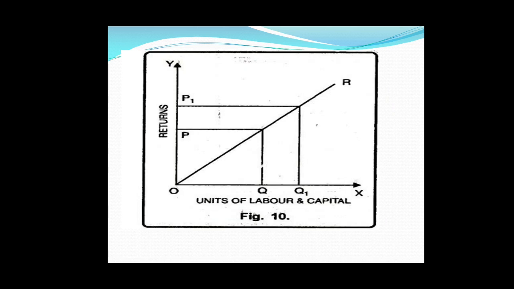And here in this figure, the increase in output is exactly the same as the increase in inputs. That is, the distance from Q to Q1 is exactly the same as the distance from P to P1. So in this case, output increases exactly in the same percentage as the increase in inputs. So in this case, the output curve or returns curve is an upward sloping, perfectly straight line.